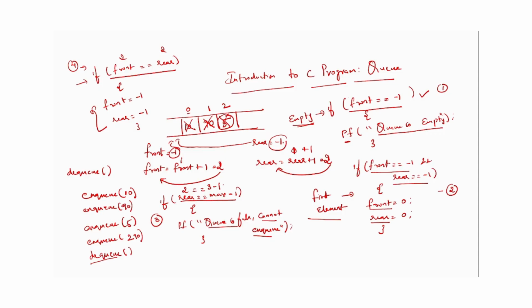So in this example, we have inserted 3 elements, deleted 3 elements, and we have seen the empty condition. We have also seen the full condition. We have also seen a condition where there was a single element and how we deleted that single element. So all these conditions we have seen. Once you have listened to this video, the next video would be implementation of queue using C. That would be much easier, right?